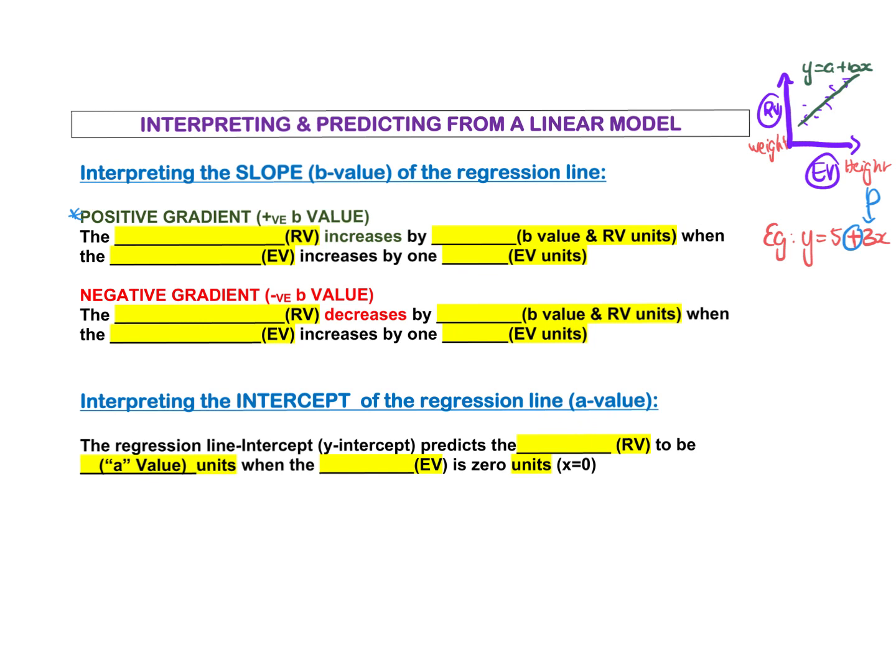If it's negative, you write a similar statement, but what's the word that's different there? It decreases, so it goes down. So that's for the B value.